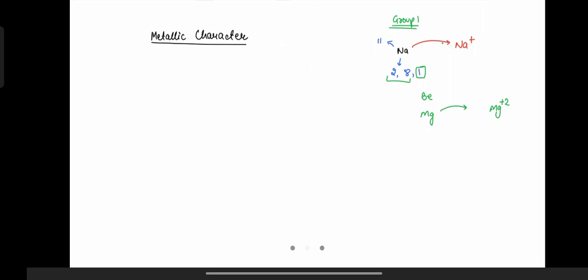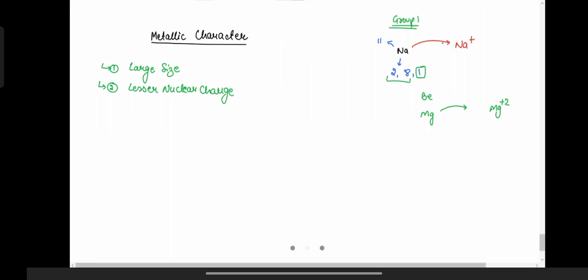See, first of all we have to see what we actually need. If I want to donate an electron, what should I have for that? First of all, the thing which will help me is large size. The second thing which will help me is lesser nuclear charge. No need to write right now, just understand everything. I will be writing everything and then you can note it down, right? For now, don't write anything.